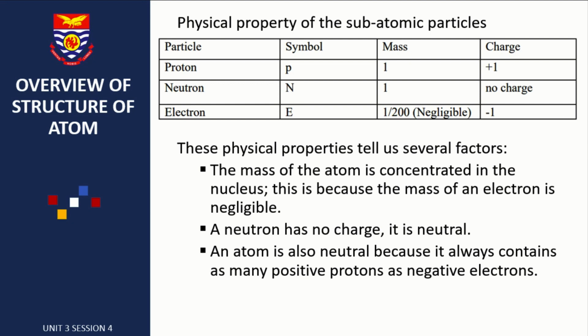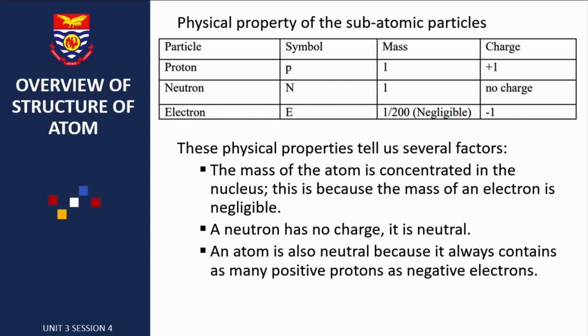Let's look at the overview of the structure of the atom. I hope you do remember from our previous sections and units where we talk about the properties of the subatomic particles. That is the proton, neutron, and the electron. Where we got to know that the symbol of proton, neutron, and electron is P, N, and E respectively. And also the masses is 1, 1, and 1 over 2000, which is negligible, for proton, neutron, and electron respectively, with the charges to be positive 1, no charge, and negative 1, with proton, neutron, and electron respectively.